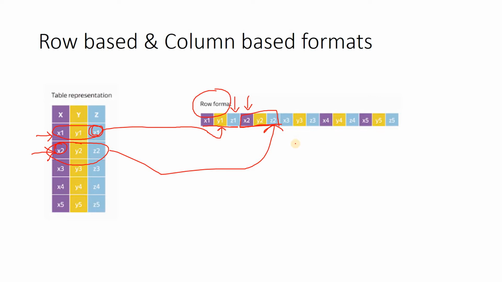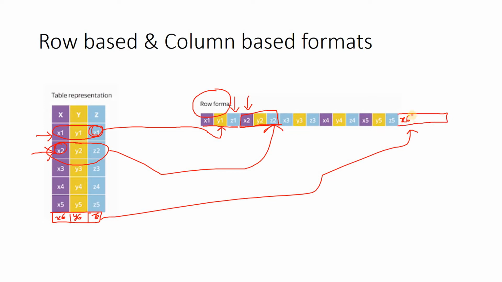Now, what is the advantage of this kind of data storage? Suppose I want to insert another row. If I execute an insert query here, for example x6, y6 and z6, then we can simply store it in the backend. We just go here and put x6, with one extra block, then y6, and then z6. So this kind of insert is very simple in row based database formats.